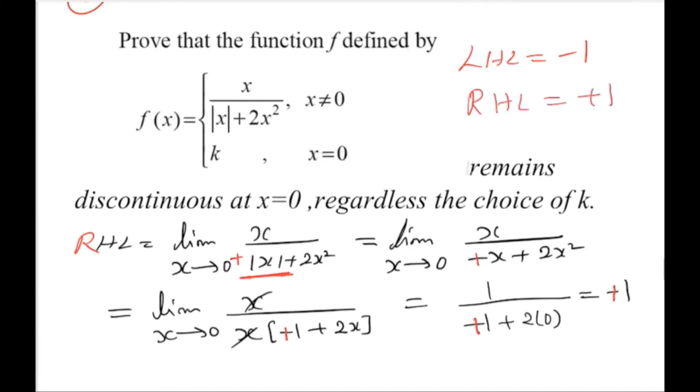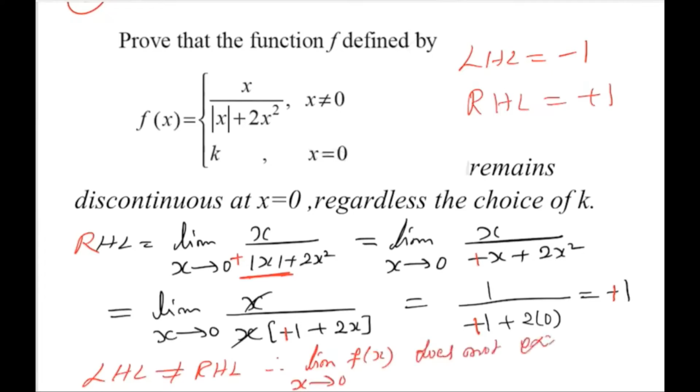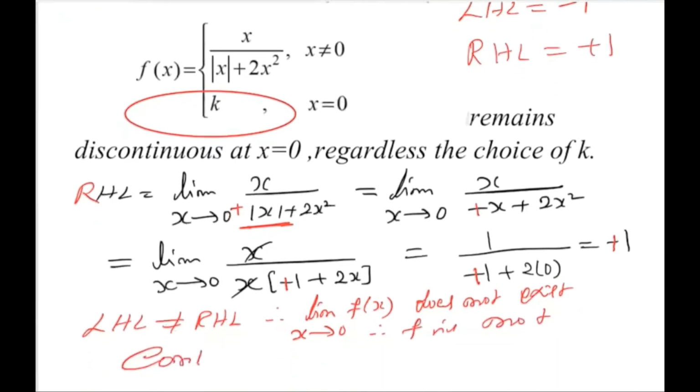When these two are not equal, the limit doesn't exist. LHL not equal to RHL. Therefore, limit of f of x as x tends to 0 doesn't exist. So therefore, it cannot be continuous for any value of k. f is not continuous for any value of k.